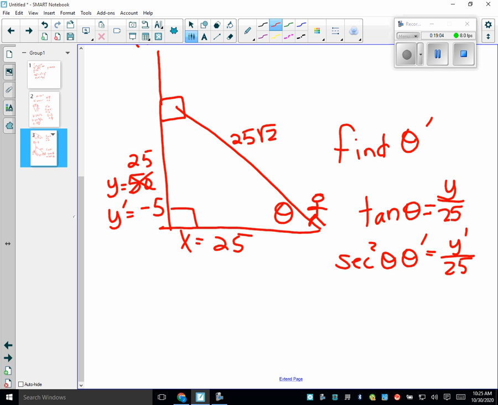x over r, isn't it? Yeah. R over x? It's r over x. Don't know what that is. So what is secant, cosine? 25 radical 2 over 25 squared. It's R, and what is that? Theta prime equals negative 1/5.